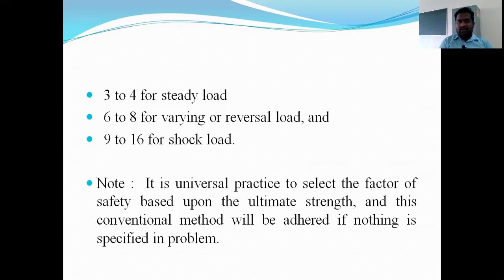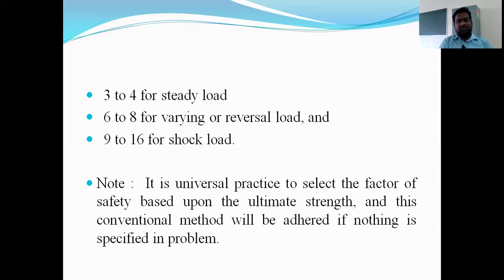To take the working load, what we have to do is divide the design load by factor of safety, because factor of safety is equal to ultimate stress by design stress. So we have to know the design stress, that is, the working stress. Working stress is equal to ultimate stress divided by factor of safety. We can get the working stress value. For that reason we have to keep in mind this value.